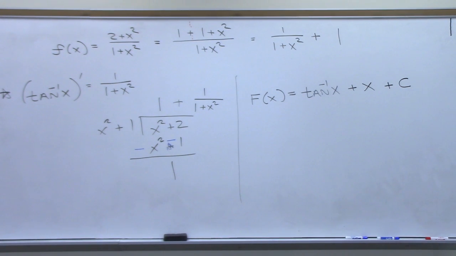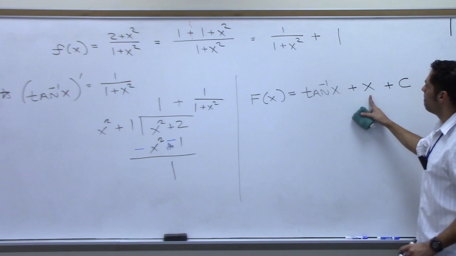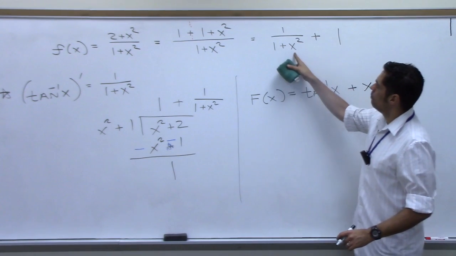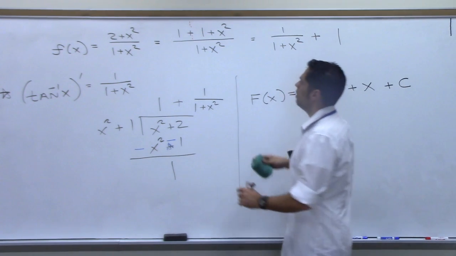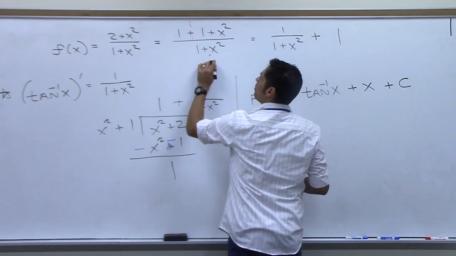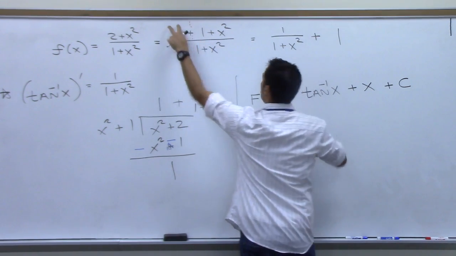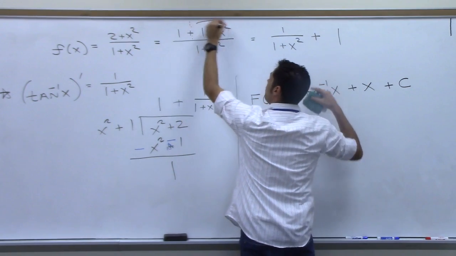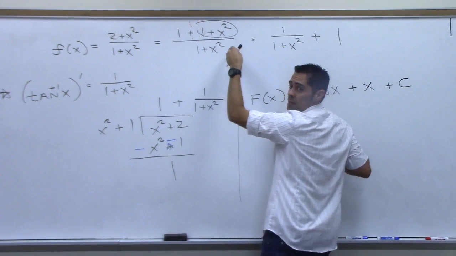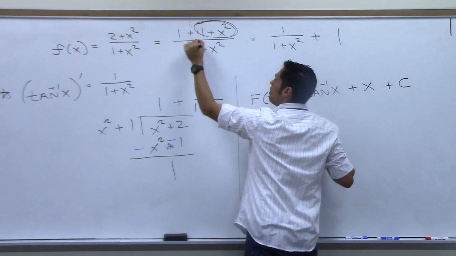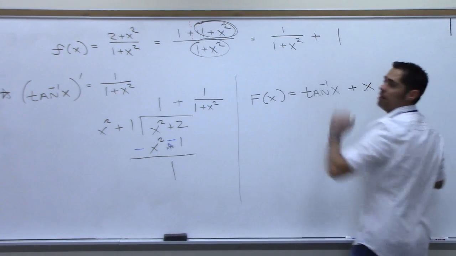Yes? How did you get the 1 over 1 plus x squared plus 1 there? From splitting up the 2 and plus 1? So I split this into 2 fractions. I do this piece over this, 1 over 1 plus x squared. That's this. And then I could have done the rest individually, but I decided to clump these together and put that over this. And that gave me the 1.